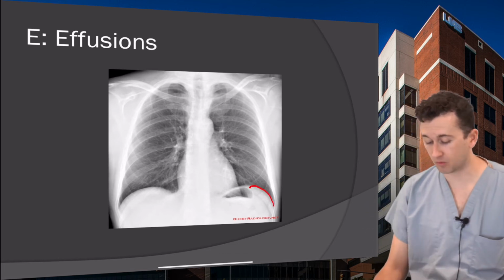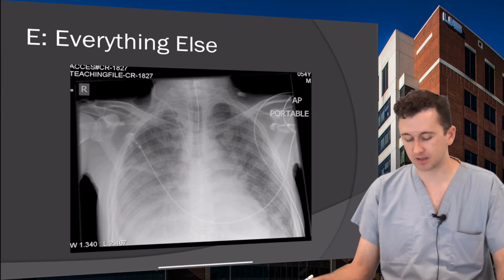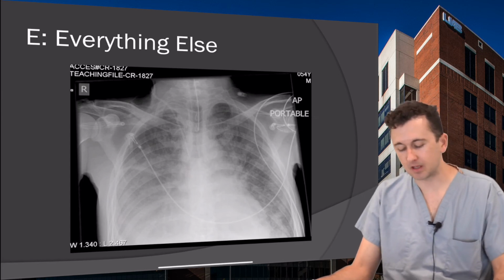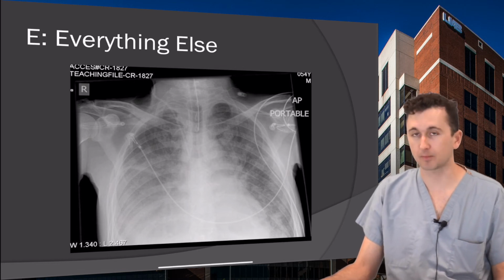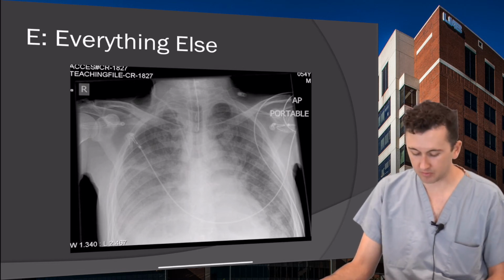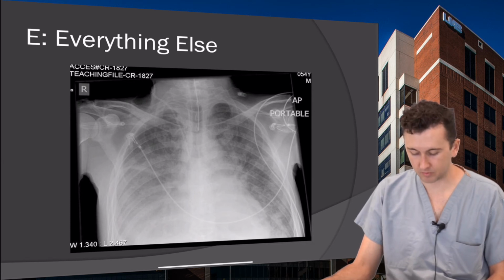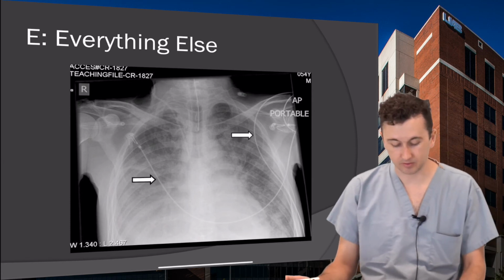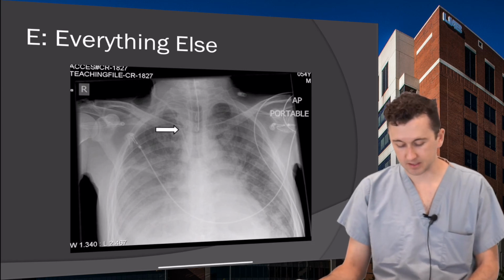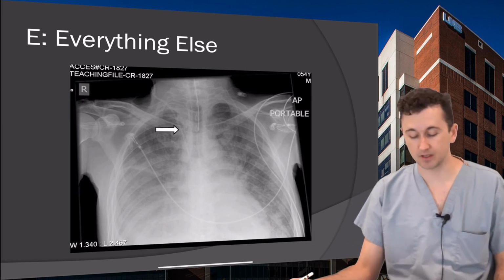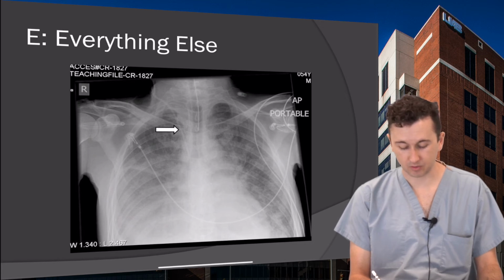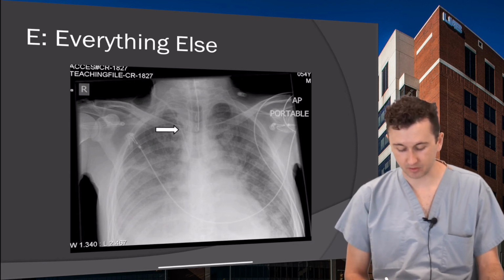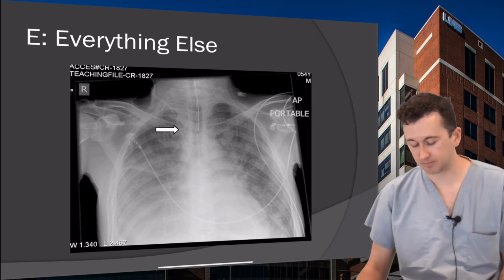E also stands for everything else. What I mean by that is anything that's not a part of the patient. And these things are going to be important to know about because you're going to need to determine proper placement of a lot of different devices. So we'll kind of go through these real quick. So these arrows here are pointing to telemetry wires. Okay. This arrow here is pointing to a CVL. So this patient has a right-sided internal jugular central line that goes in the IJ and then terminates up here just above the right atrium.